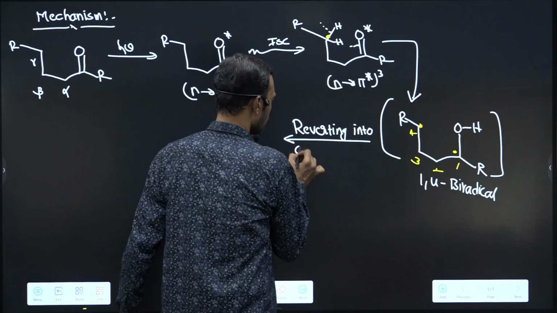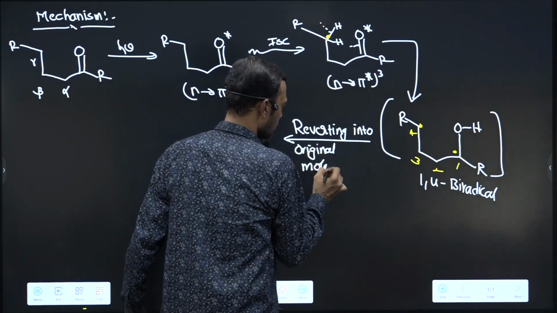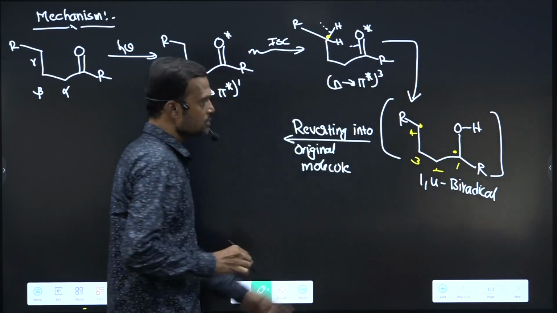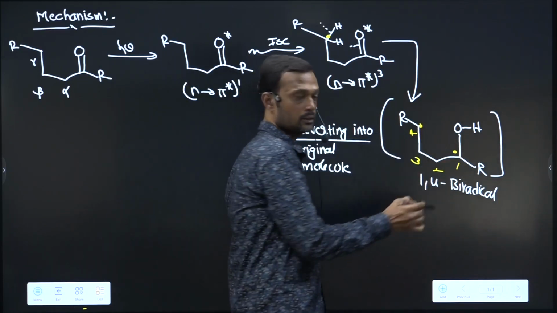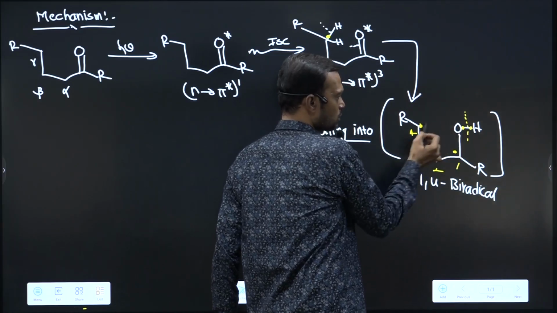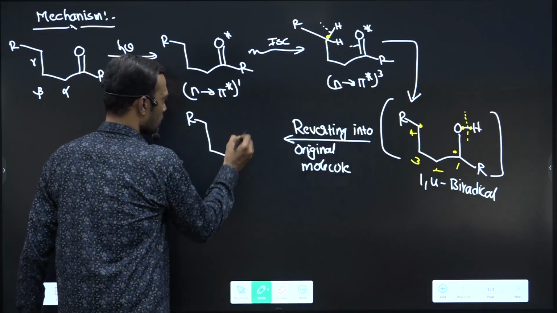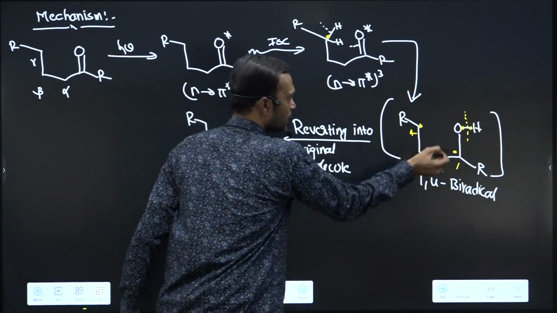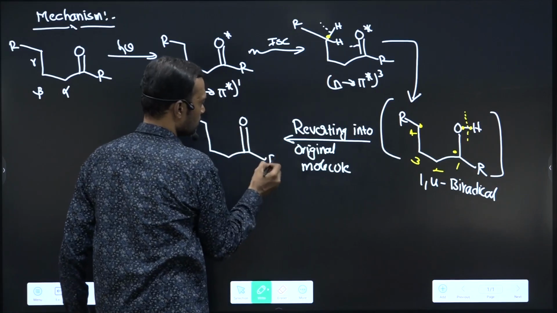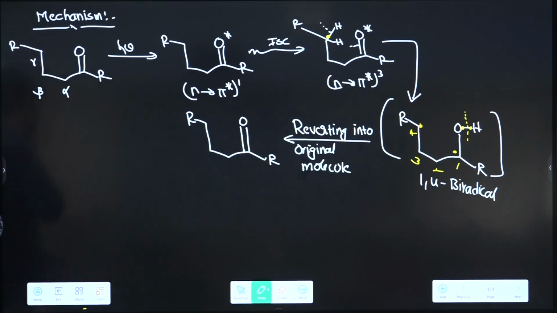Reverting into the original molecule. How is it going to revert? See, this radical one more time takes this hydrogen. So at that time what happens? This hydrogen migrates from here to here. After migration, two radicals are left. These radicals combine together and form a double bond. Is it the original molecule? This is possible. That will decrease the percentage.